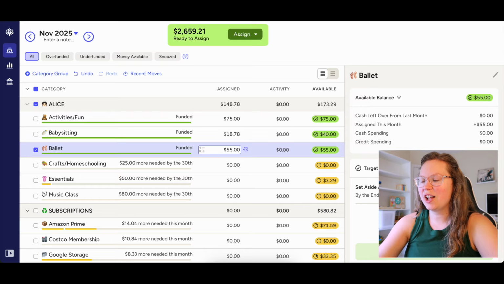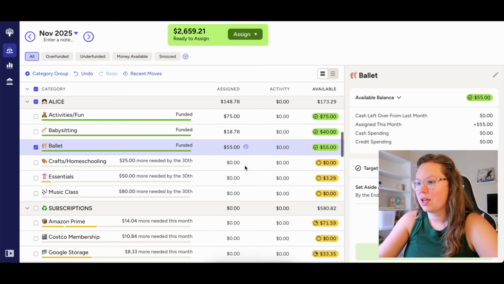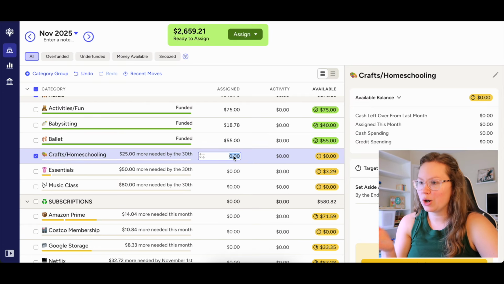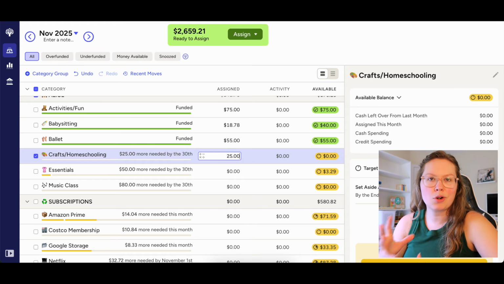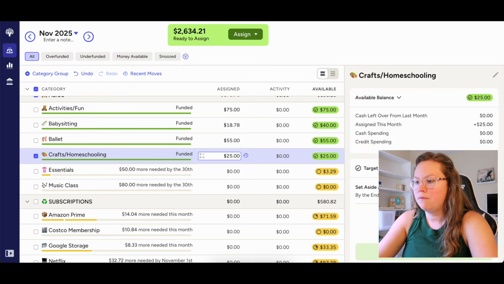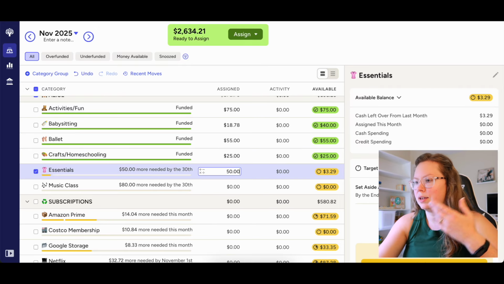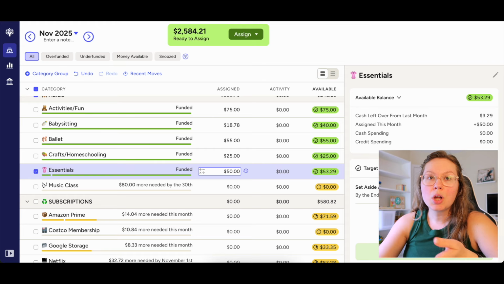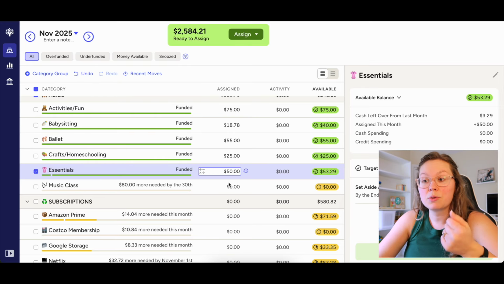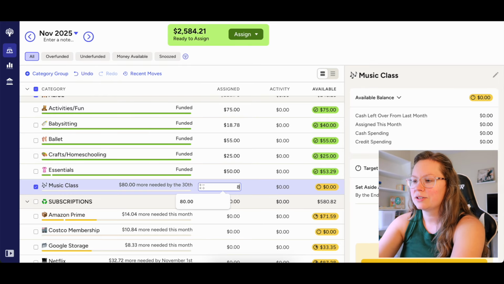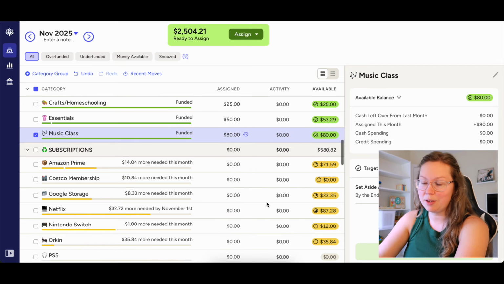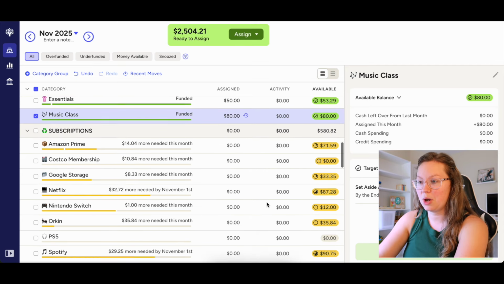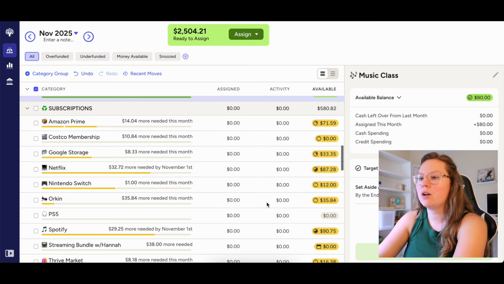I actually just signed her up, so that's gonna be $55 each month for her to go to ballet. And then $25 for any craft or homeschooling type things. $50 for essentials, so that's like if she needs more clothes or socks. Actually, I just ordered her socks. And $80 for music class. Music Together is a great music class. Absolutely highly recommend. We've been going for over 1.5 years now, and she loves it.